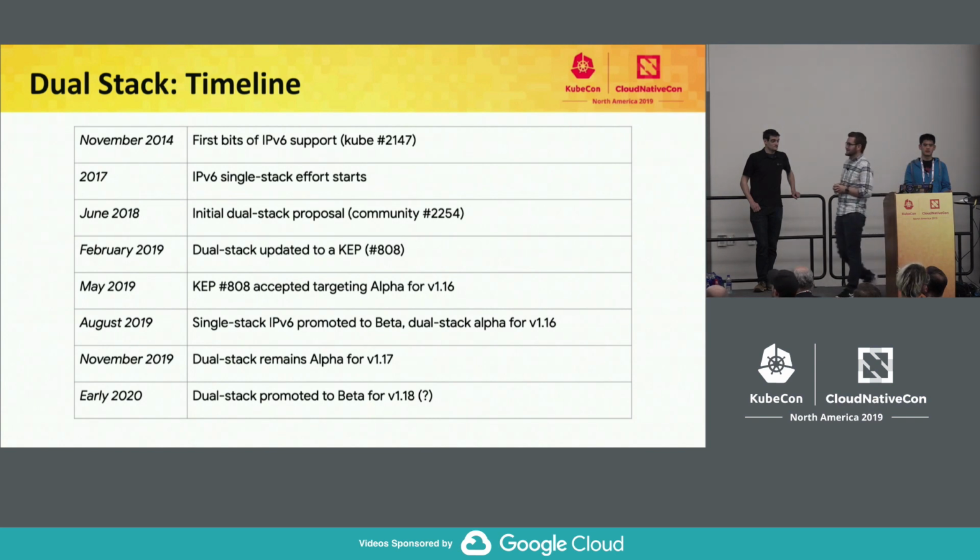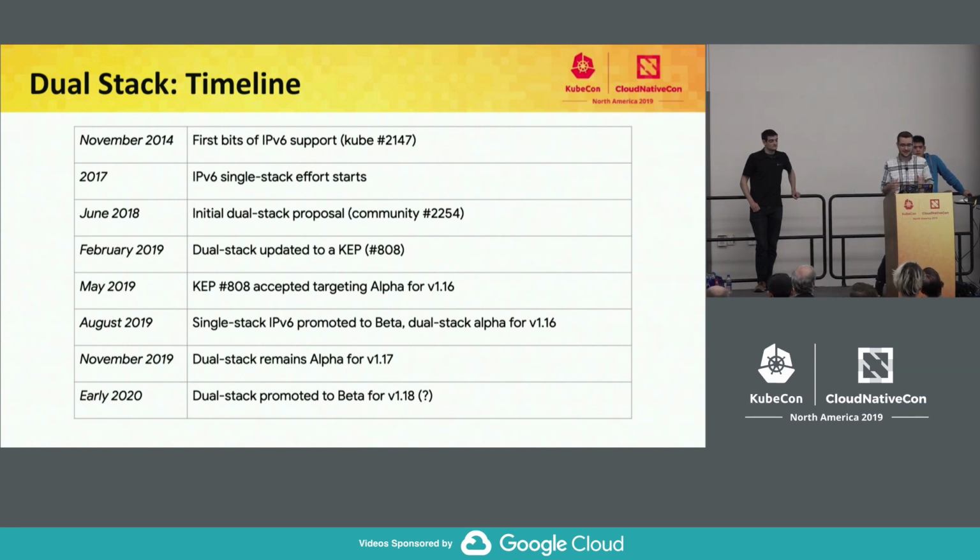So I have to cover some of the timeline of dual stack, and thank Dan for actually filling all this out, because there's a lot of timeline when it comes to dual stack. This goes back way before I was involved in Kubernetes, 2014, for the very first bits of IPv6 support. And the initial IPv6 single stack efforts began in 2017, and in 2018 we hit a dual stack proposal that eventually turned into a KEP, and eventually resulted in the 1.16 release that included alpha support for dual stack just this August. So we're making progress.